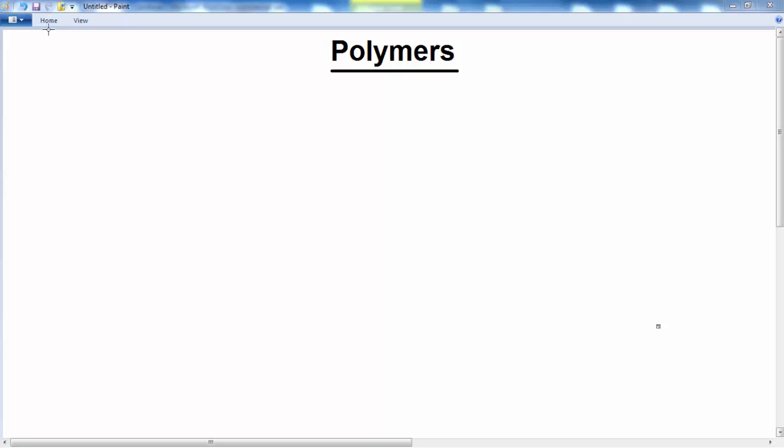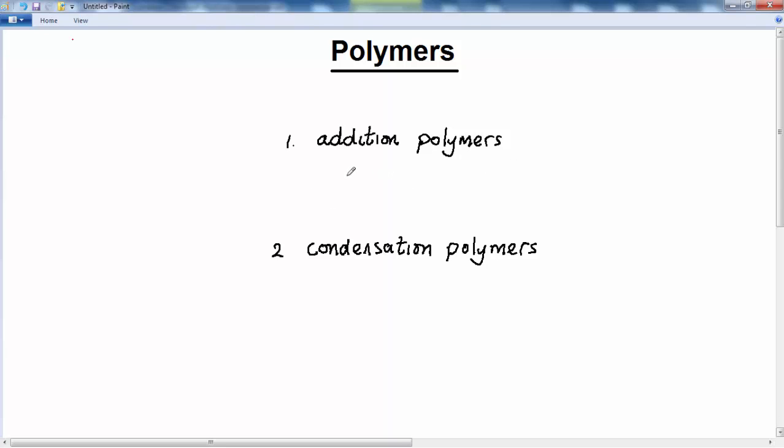In the next few lessons we're going to look at polymers. Now, polymers can be divided into two groups. They can be what we call addition polymers or condensation polymers. Now, addition polymers are synthetic polymers, while condensation polymers can be either synthetic or naturally occurring. These are rather more complicated actually than the addition polymers to explain.